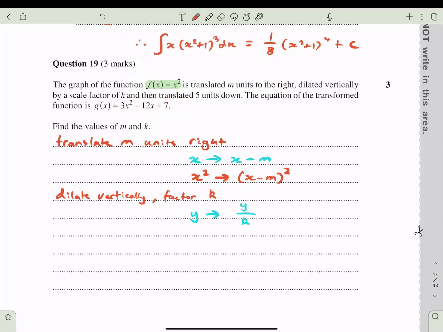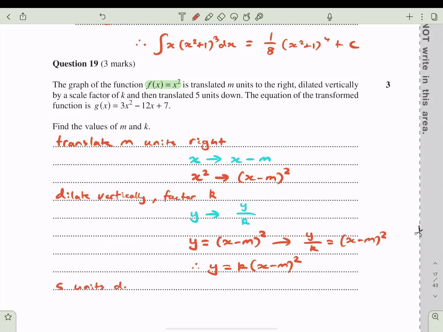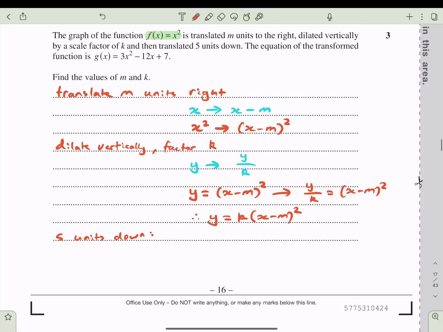Therefore, originally I had y equals x minus m squared. So remember our first transformation. Now we have y over k equals x minus m squared. When we rearrange this, y is equal to k times x minus m all squared. All right, final transformation, we are translating 5 units down. This one is not too terrible, because now we are essentially subtracting 5 from the entire thing. y is equal to k times x minus m squared, minus 5.